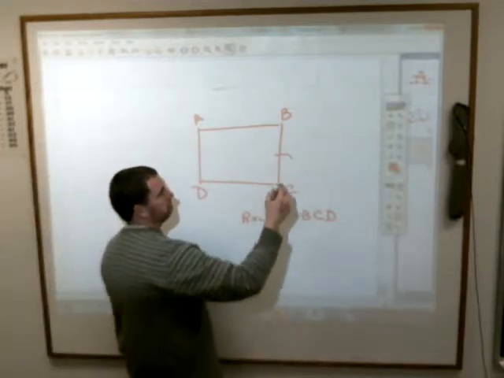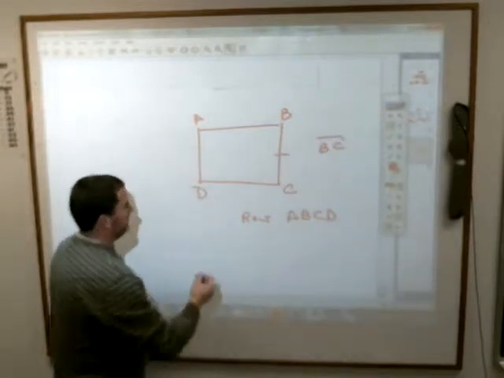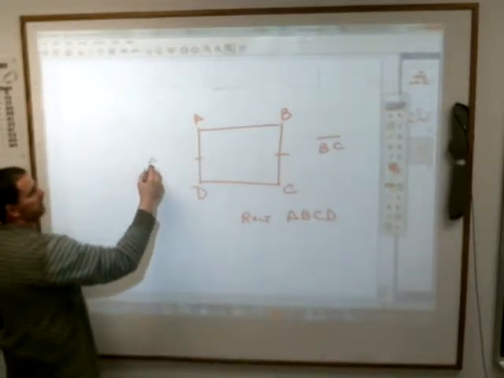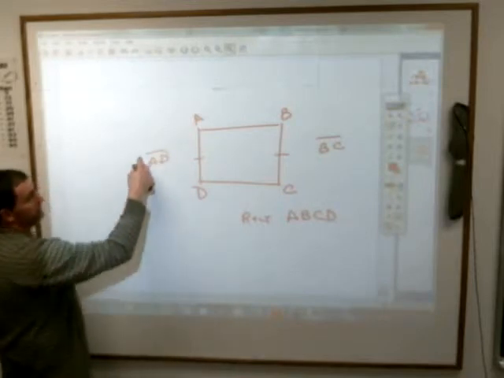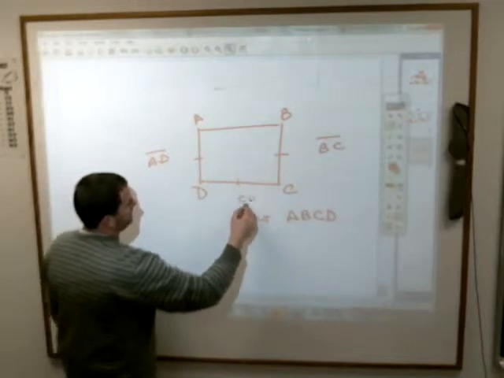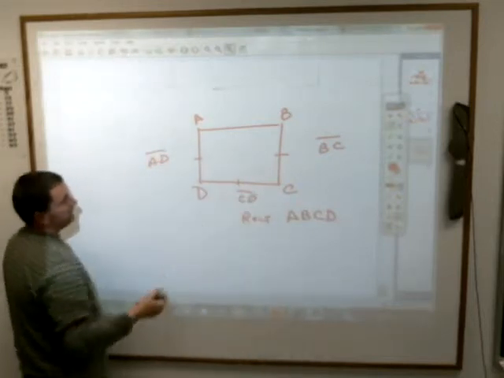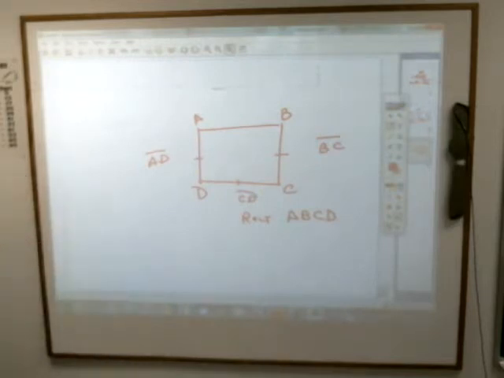Caleb? Segment BC. Exactly. Okay, this side over here would be segment AD. Notice there's no little arrows above it, I'm not talking about a line there. Same thing here, segment CD. Keep that little arrow off that. It's not real complicated stuff for 5th graders, is it?